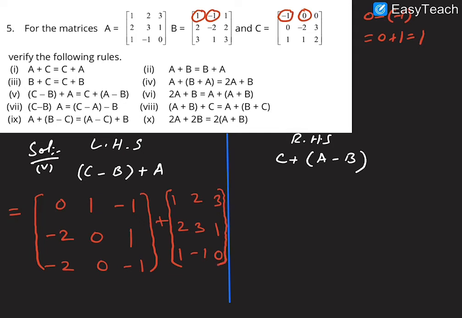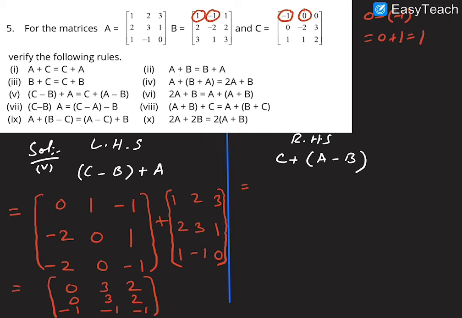So when you add these two, what you will get? 0 plus 1 is 0. 1 plus 2, 3. Minus 1 plus 3 is 2. Minus 2 plus 2 is 0. 0 plus 3 is 3. And 1 plus 1 is 2. Minus 2 plus 1 is minus 1. And minus 1 and minus 1. So this is left hand side.